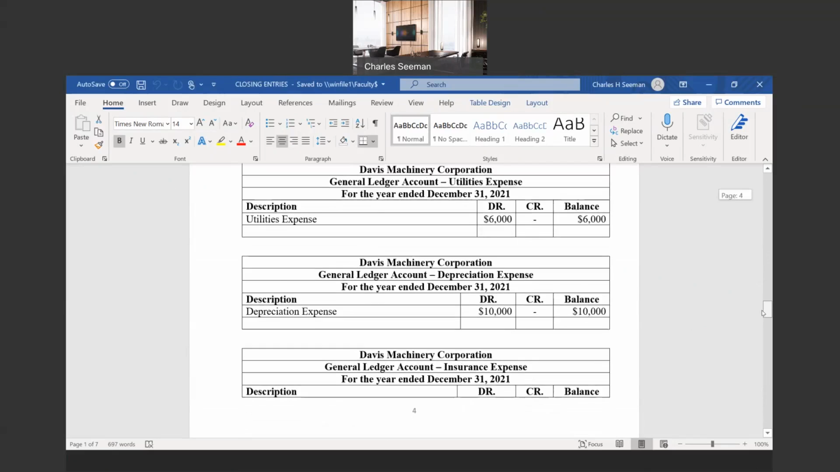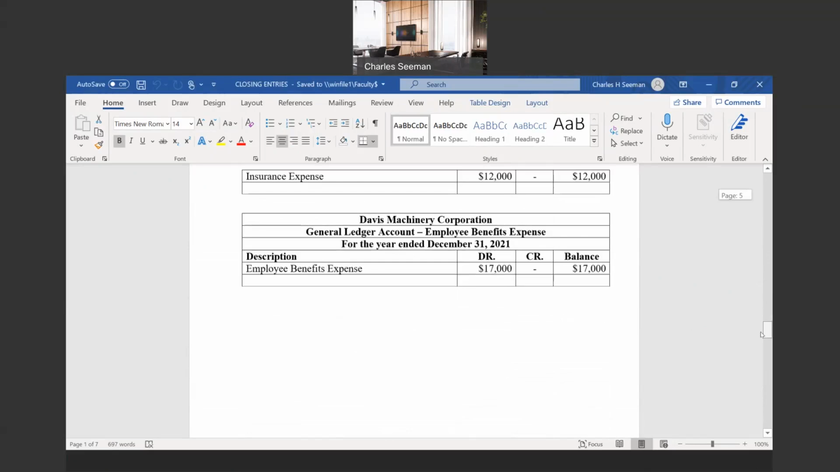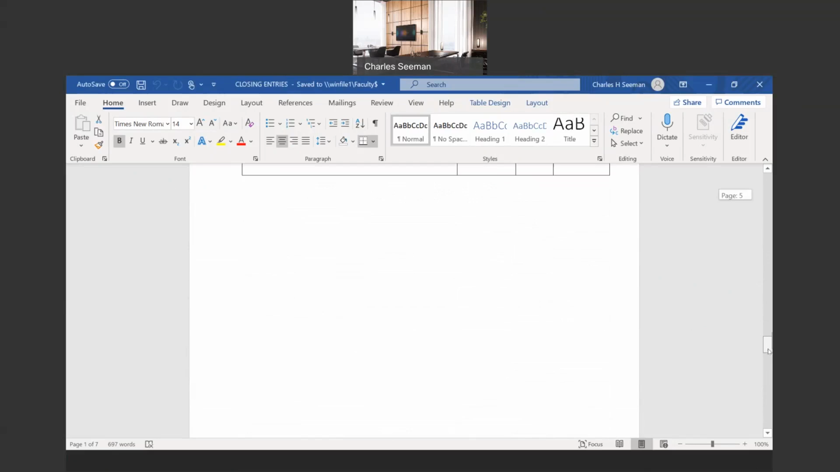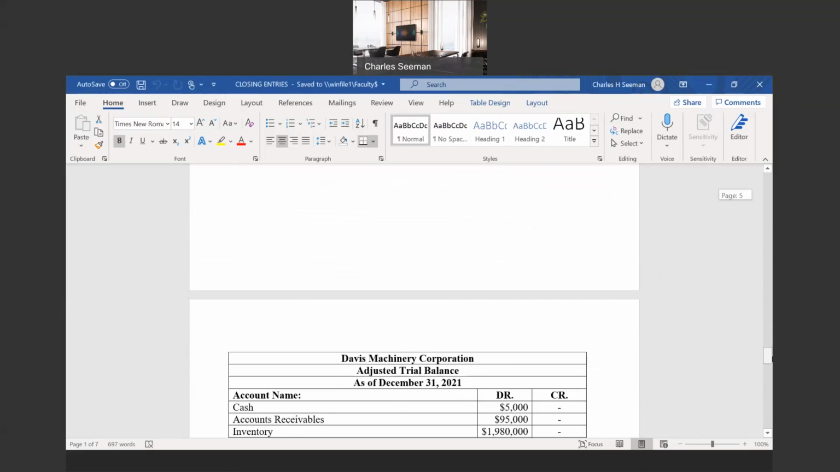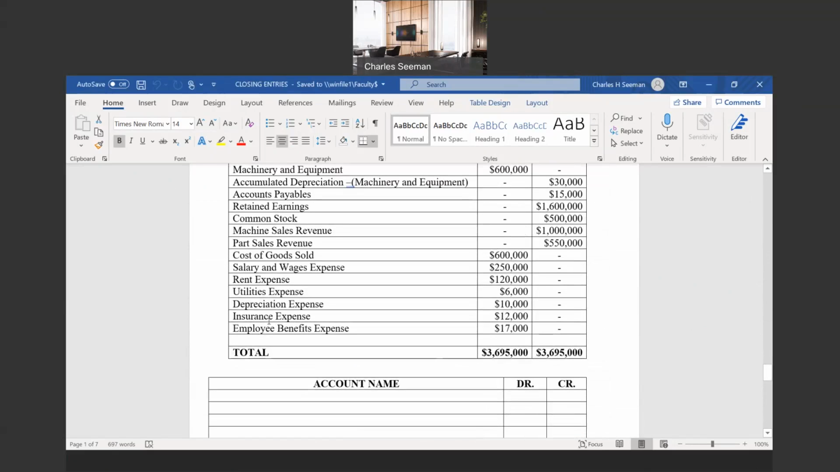What we want to do now is close the expense and revenue accounts. Those are called temporary accounts, and the reason they're called temporary accounts is that they're closed every year and restarted. So what you're concentrating on here are these accounts. In this case, we have machine sales revenue, your revenue accounts, your part sales revenue accounts, and all your expense accounts.